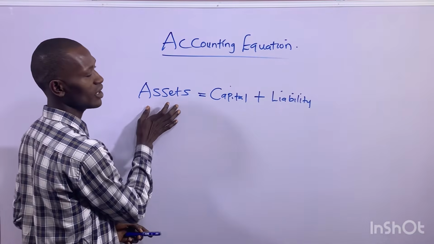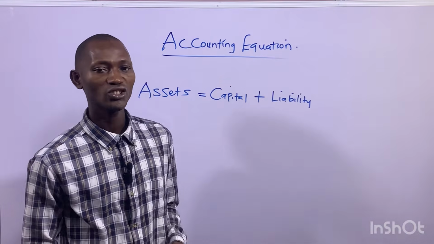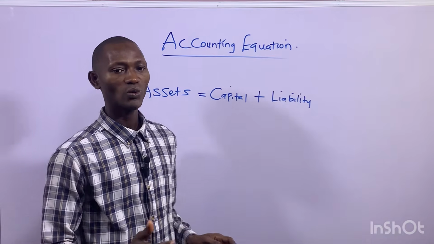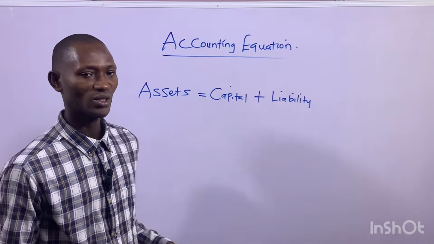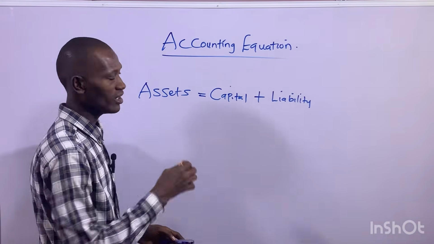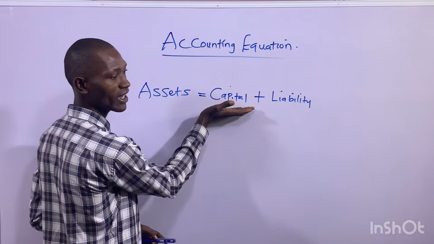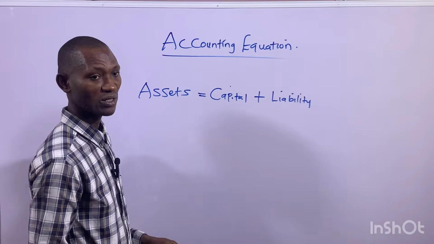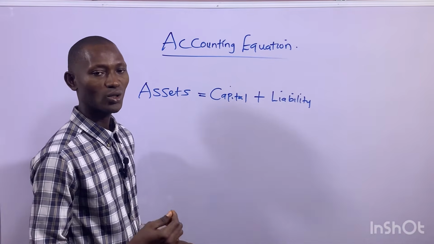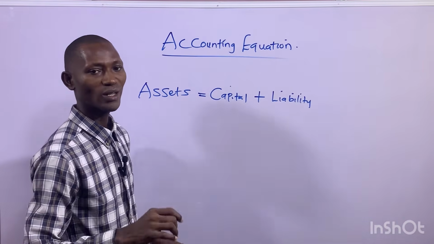Now, examples of assets: we have plant and machinery, we have land and building, we have motor vehicles, we have furniture and fittings, and so on and so forth. So all these assets, who owns them? How are they being financed? Are they being financed by capital, which represents the owners of the business? Another word for capital is the owner's interest or owner's contribution into the business. Most times we usually call it owner's equity.